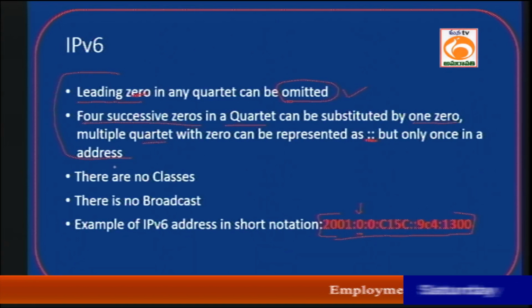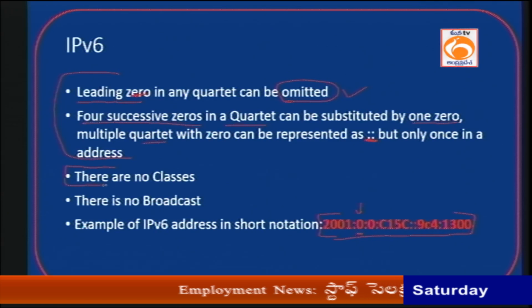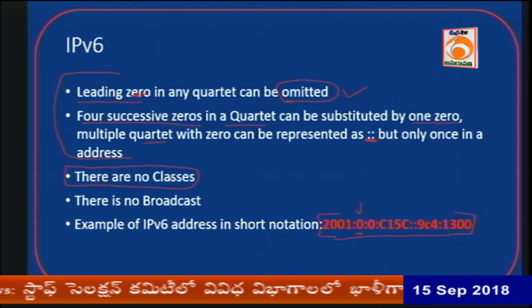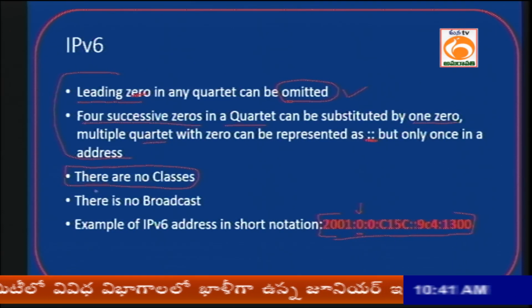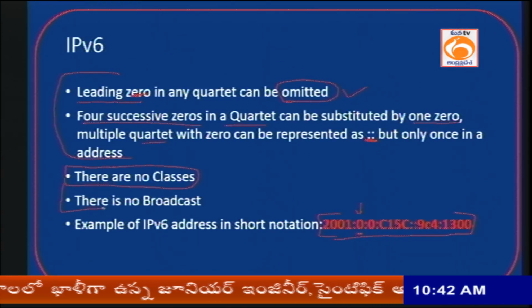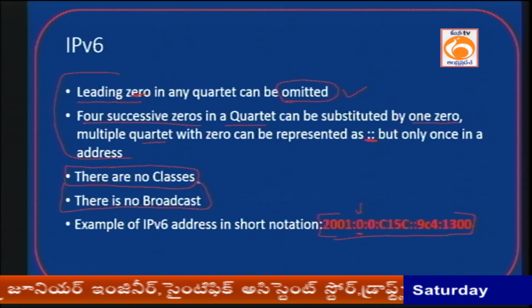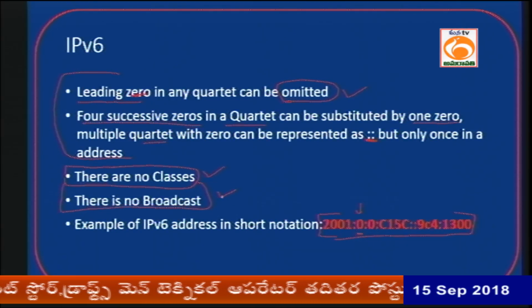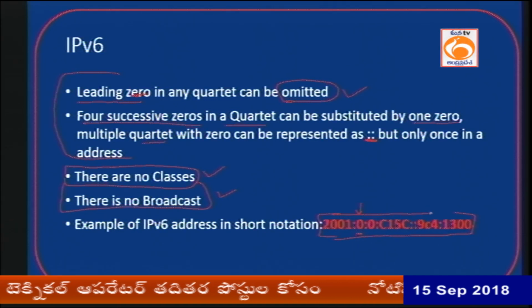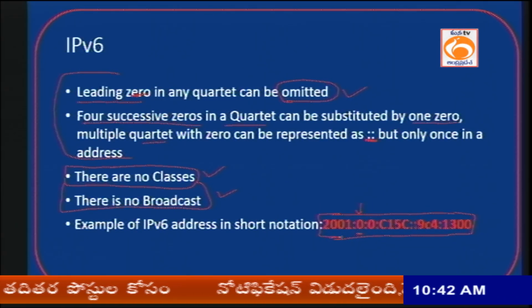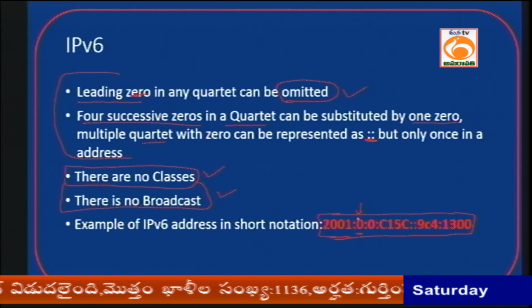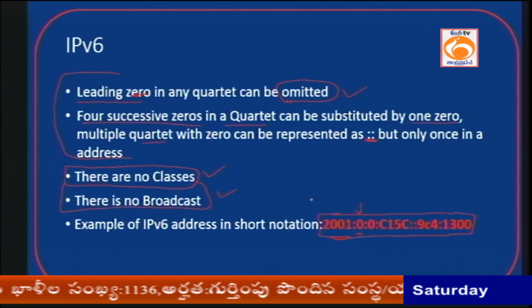And another benefit of IPv6 is there are no classes, like in IPv4 we have class A, class B and class C. Here we do not have classes, and there is no broadcast in IPv6, it has been removed. So, these are the advantages of IPv6. Apart from the length of the IPv6 address, there are billions of IPv6 addresses which are not available in IPv4.